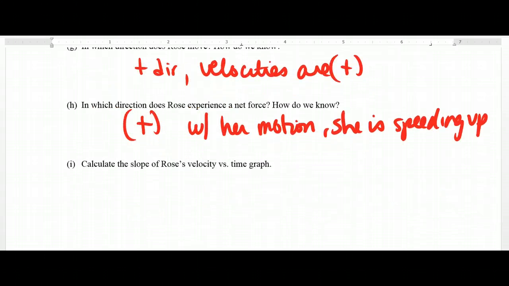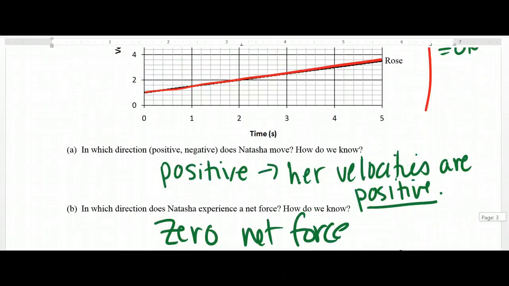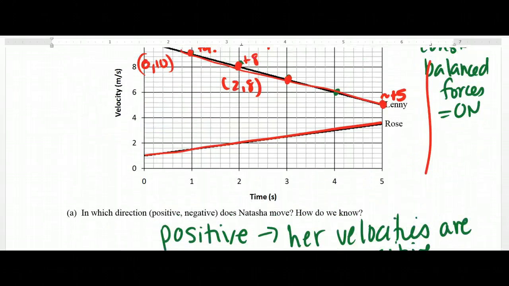Okay, so the slope of velocity versus time, again, y2 minus y1 over x2 minus x1. Let's go up and pick 2 points here. Rose starts, let's see, here's a good point to pick. This is 2, 2.